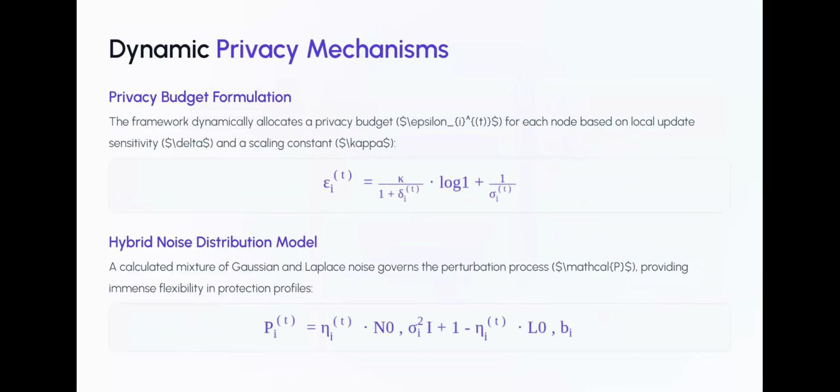In the dynamic privacy mechanism, each node is assigned a dynamic privacy budget based on the sensitivity of the model updates. So instead of relying on a single noise distribution, the framework combines Gaussian and Laplace noise to provide stronger privacy protection while minimizing the impact on model performance.